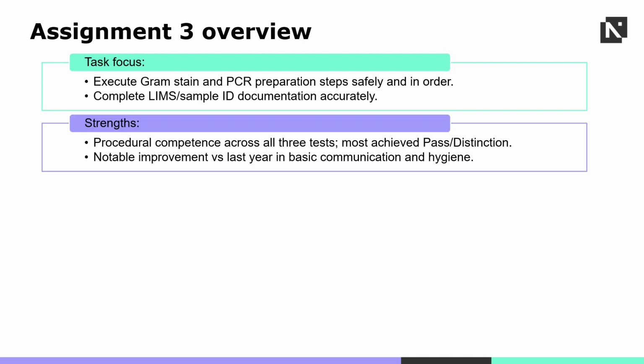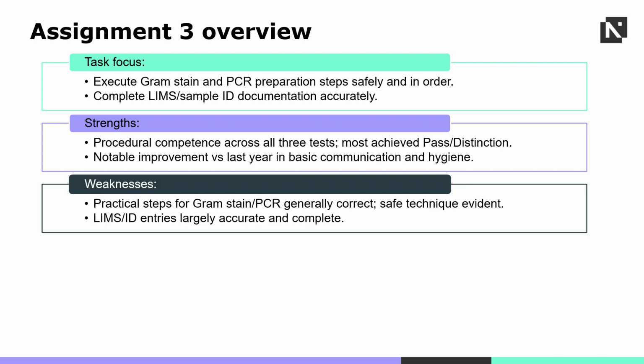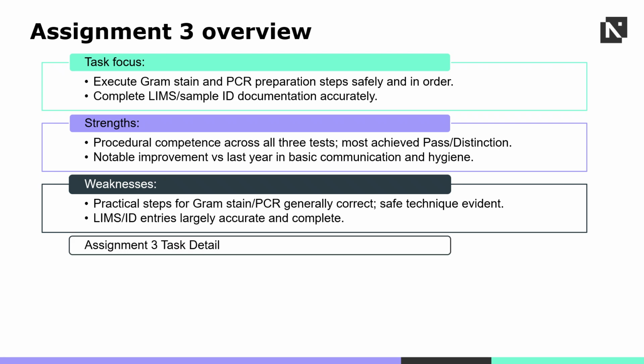So practical steps are usually correct and safe, and LIMS or ID entries are largely accurate and complete. The gap is the explain-to-BMS element. Many learners describe steps but don't interpret results, justify quality checks, or state implications for next actions. Minor documentation gaps also appear when narration is absent.